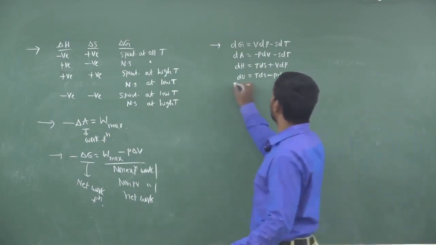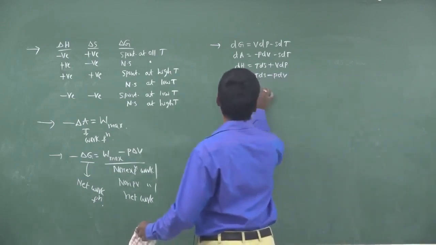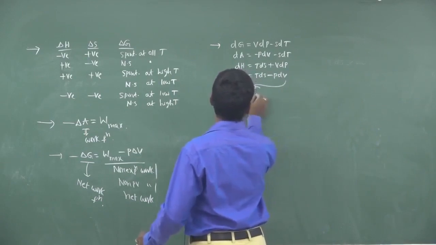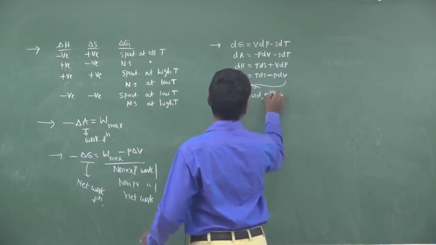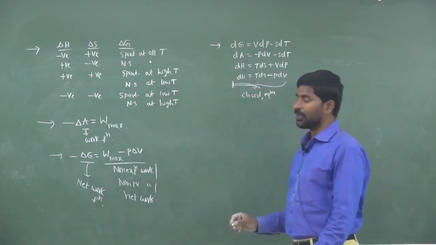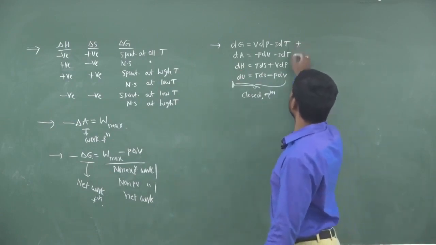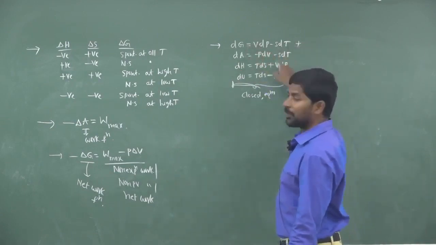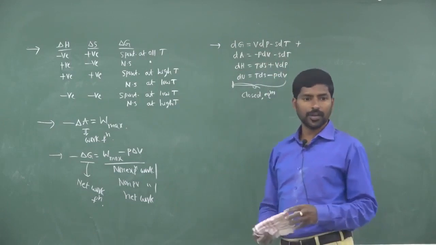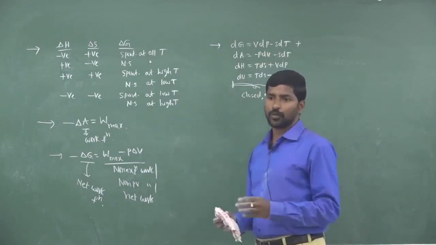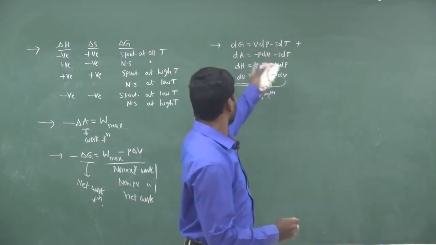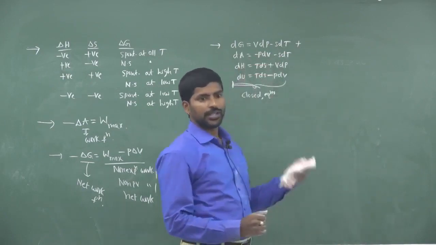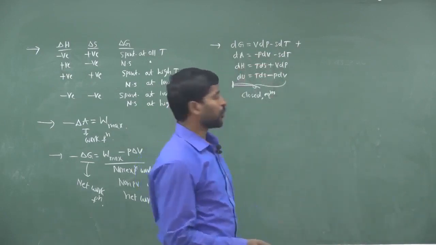For which system only? Closed, equilibrium system. But if you go to a non-equilibrium system, in addition to these parameters, they also depend on the number of moles. For a non-equilibrium or open system, the number of moles changes. So G, A, U, H also change as they are extensive properties.